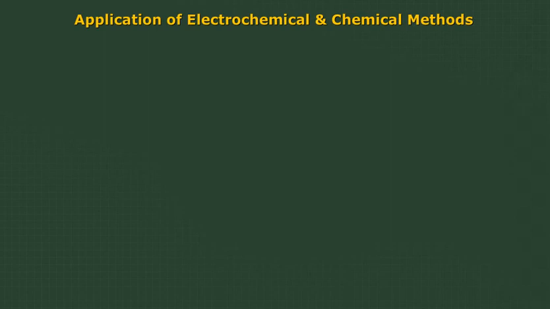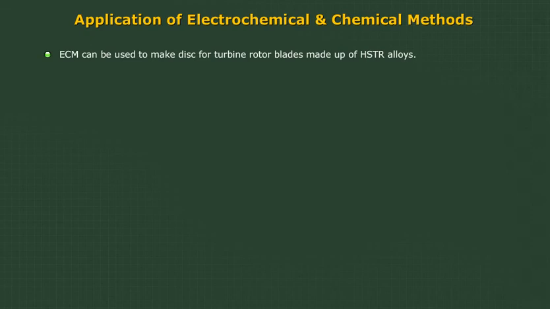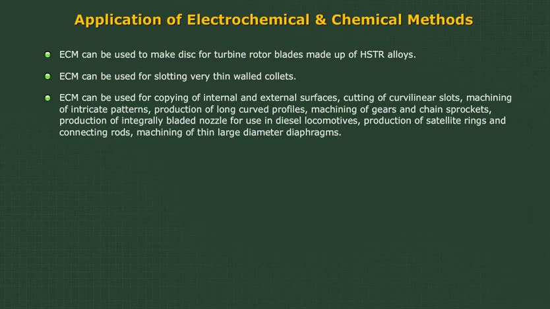Application of electrochemical and chemical methods. ECM can be used to make disc for turbine rotor blades made up of HSTR alloys. ECM can be used for slotting very thin-walled collets. ECM can be used for copying of internal and external surfaces, cutting of curvilinear slots, machining of intricate patterns, production of long curved profiles, machining of gears and chain sprockets, production of integrally bladed nozzle for use in diesel locomotives, production of satellite rings and connecting rods, machining of thin, large diameter diaphragms.